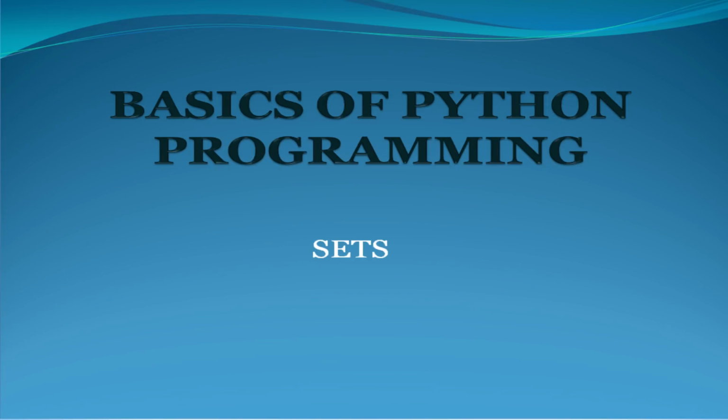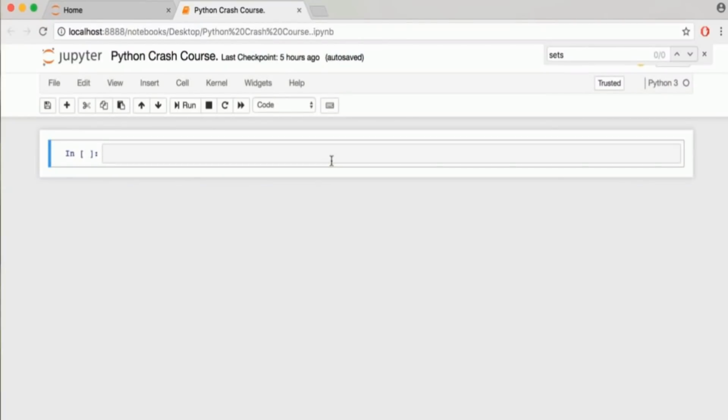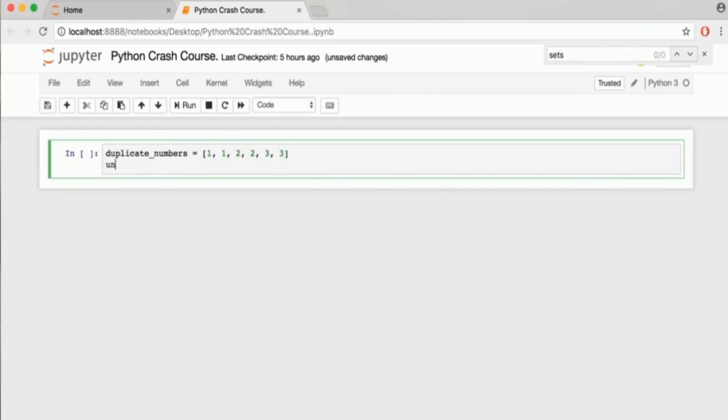We're going to take a look at sets. There are many collection types at our disposal, and sets are one of them. The set data type, just like a list, is mutable, except in a set, elements are unique. What do I mean by this? Well, I'm going to create a variable, duplicate numbers, equal to 1, 1, 2, 2, 3, and 3. This list has duplicate numbers. What if we were to convert this to a set? Set unique numbers equal to a set of duplicate numbers.